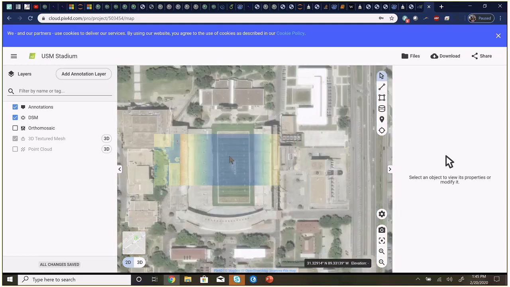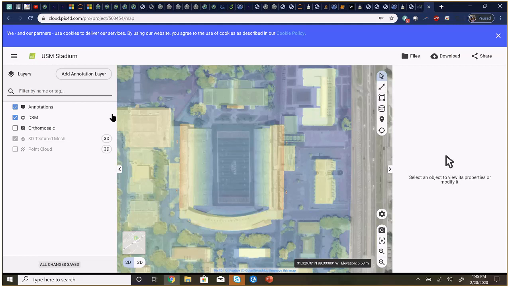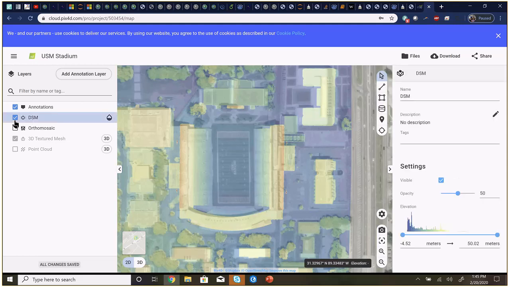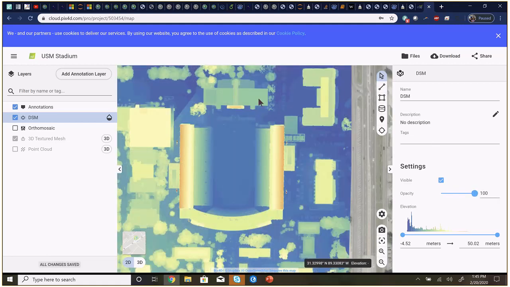So the colors represent the elevation. Just through the principles of photogrammetry, I'm going to try to make the transparency, opacity, there we go. The colors represent the elevation. So I've created a digital elevation model of the USM Stadium. You can see these areas are higher up, the tops of the stands, than down there. And I can actually take measurements using photogrammetry.